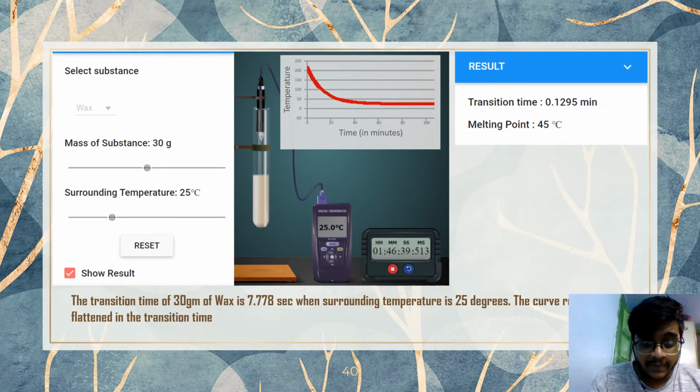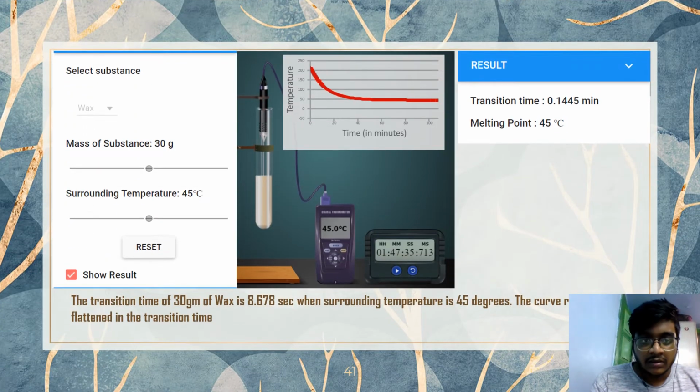Now I have taken the surrounding temperature as 25 degrees Celsius, and the mass remains constant. This time I got a transition time of 7.778 seconds when the surrounding temperature is 25 degrees. The curve remains flattened at its transition time. The melting point I got is 45 degrees Celsius. This time I have taken the surrounding temperature as 45 degrees Celsius and the transition time I got is 8.678 seconds. The curve remains flattened in its transition time. The melting point I got is 45 degrees Celsius.